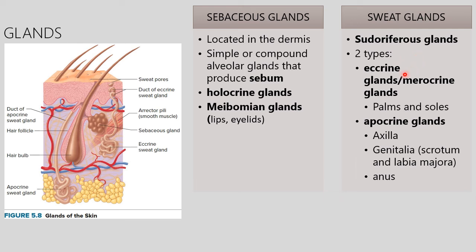There are two types of it. Your eccrine glands, also known as your merocrine glands, and your apocrine glands. No? Your eccrine glands are the most common type of sweat gland. So they are simple coiled tubular glands that open directly onto the surface of the skin through your sweat pores. So they are distributed over the majority of areas of your body, pero mas marami sila in your palms and soles.